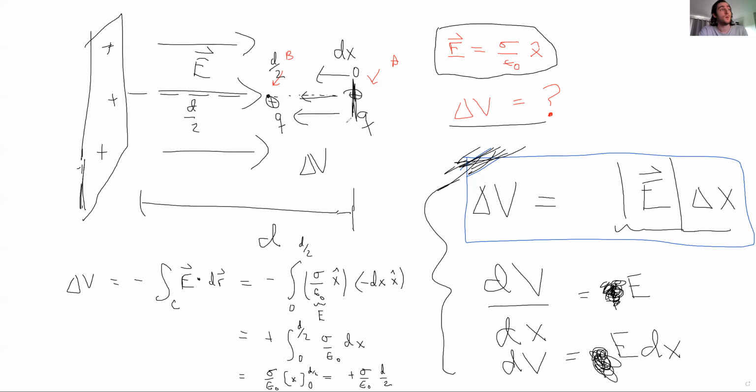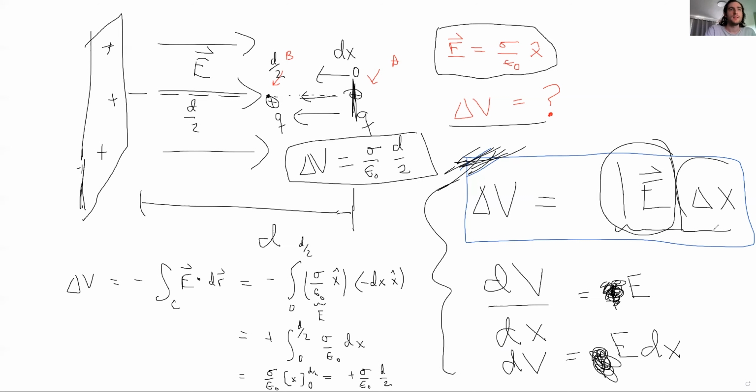That's good because our potential difference should increase as we move to the left. So sigma over epsilon naught times d over 2. Boom, there it is. That's the magnitude of E times delta x. So that's a nice formula to use when you have a constant electric field. But in general, you want to use the integral expression. For a constant electric field, we do have E times delta x. All right, any questions about that?